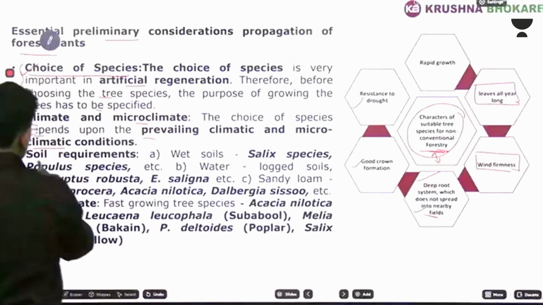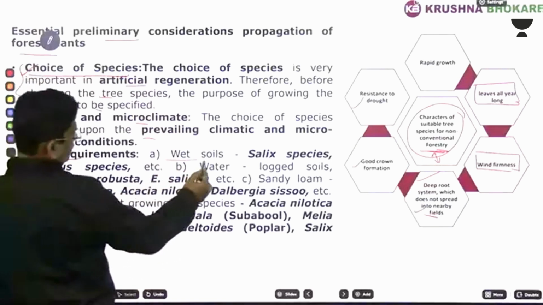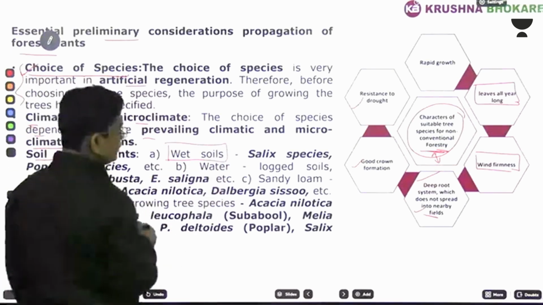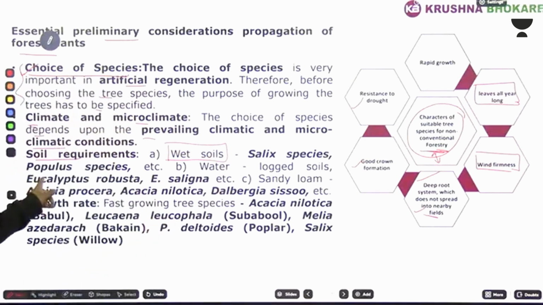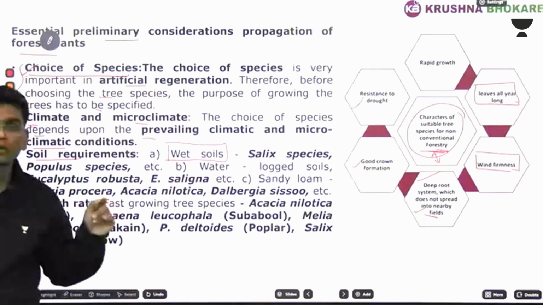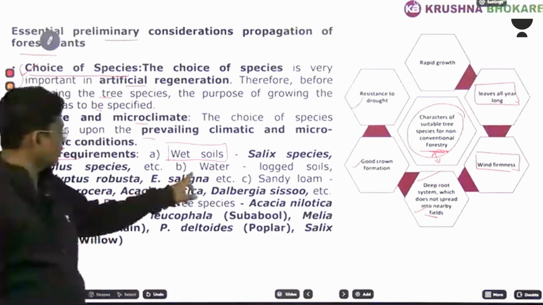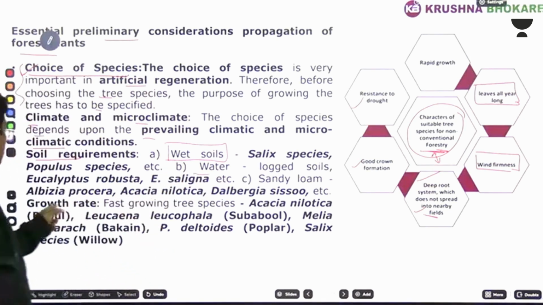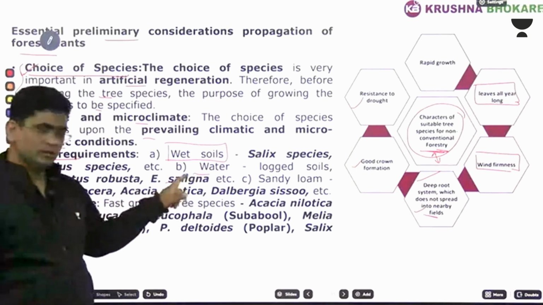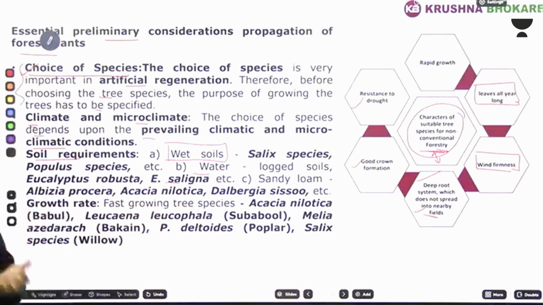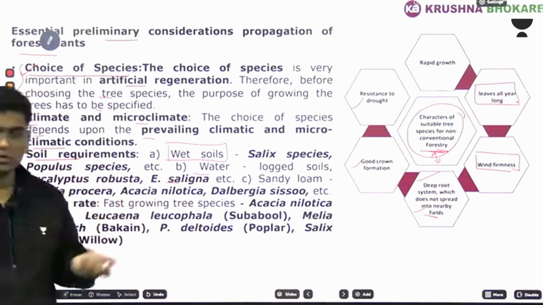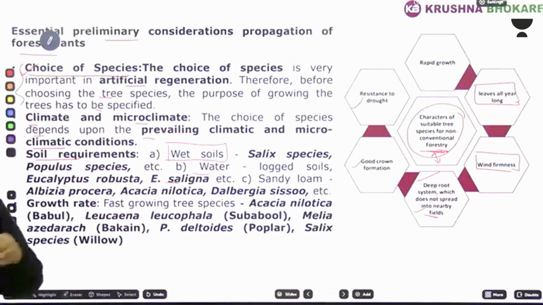So soil requirements, mostly wet soil. If your soil is continuously wet, which species should you go for? Salix species, है ना, poplar species, they are adapted to wet soil. If waterlogging is there continuously, in such a condition, Eucalyptus robusta and Eucalyptus saligna. You know the Eucalyptus Nilgiri plant. It is called Eucalyptus. Why is it adapted to the waterlogging situation? Deep roots and high transpiration rate. You know, this is the reason.